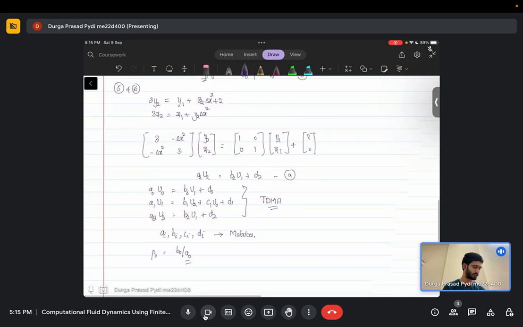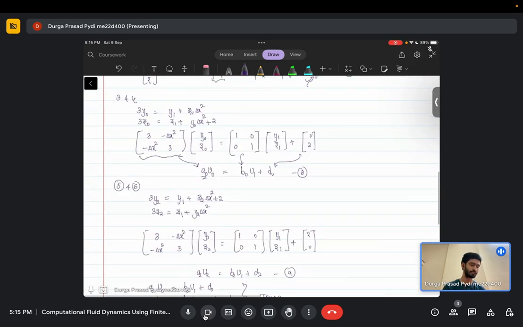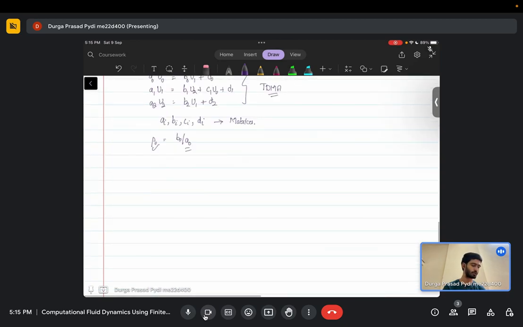We have the value of A0 here, so this is our A0 matrix. Then we can invert this matrix. It's just a 2 by 2 matrix, so you can invert it and then you will get the value of P0. Similarly, your Q0 is d0 by a0. So once you get this, you can start your iterations.